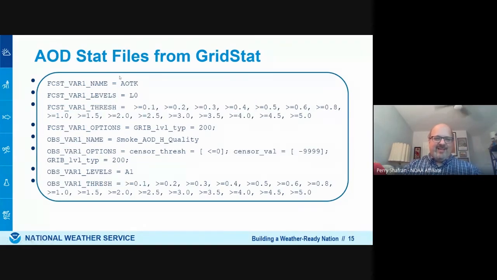Your grid stat looks kind of like this. For the forecast, you basically give it your thresholds and make sure that you're doing it for the total atmosphere.